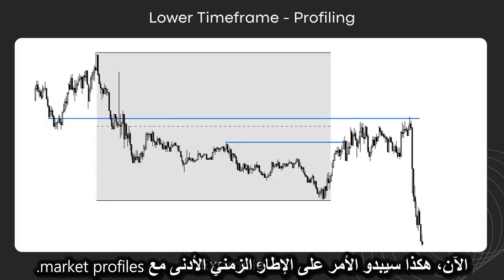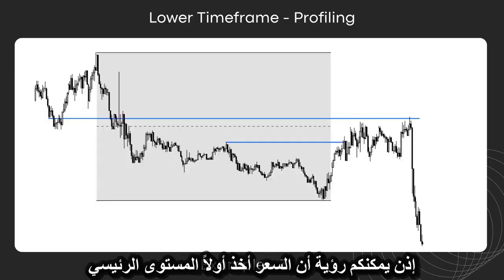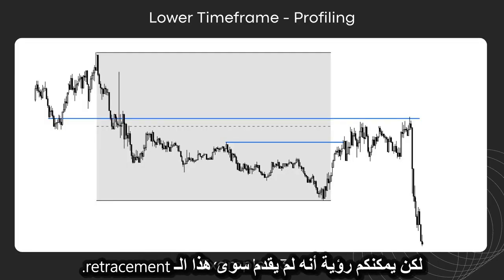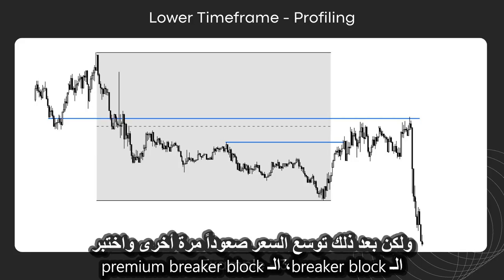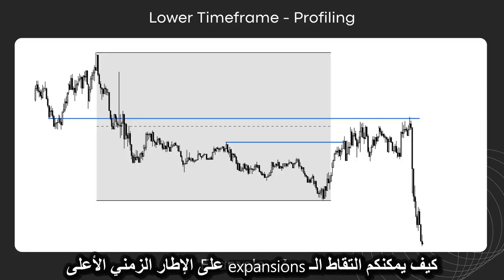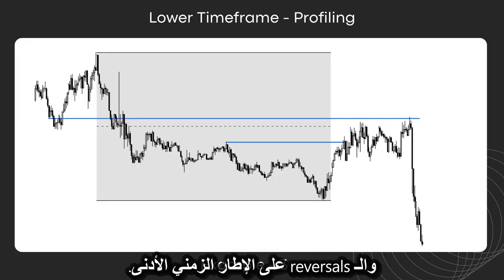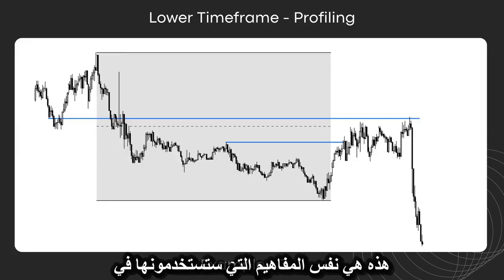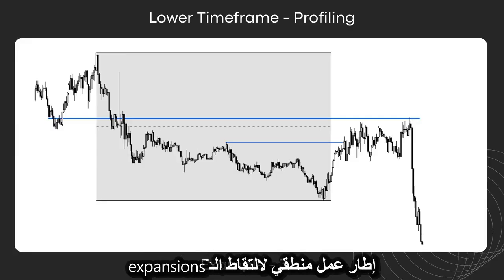Now this is how it would look on the lower time frame with market profiles. So you can see price first of all took out the discount key level in the form of this high right here, but it only offered this retracement. Then price expanded above again and tested the premium breaker block key level on the higher time frame, and from there price reversed and exploded to the downside. This is exactly how you can catch expansions on the higher time frame and the reversals on the lower time frame. These are the exact same concepts you're going to use in a logical framework to catch expansions or reversals, right?